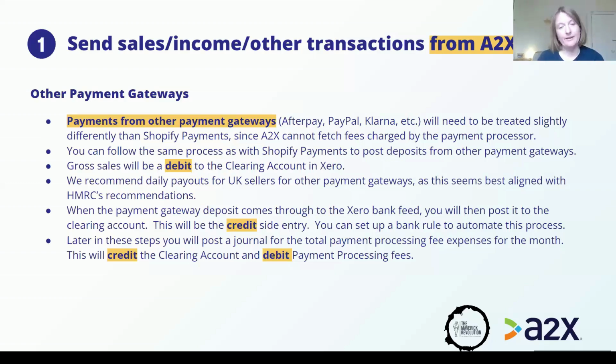Again, we've got lots of videos around this piece, so don't worry. This is just a general overview of how it works. When the payment gateway deposit comes through to the bank feed, you then post it to the clearing account. This is the credit side entry, and you can set up a bank rule to automate the process. Later in these month-end steps, we'll post a journal for the total payment processing fee expense for the month. This will credit the clearing account and debit payment processing fees and clear your account down to zero again.